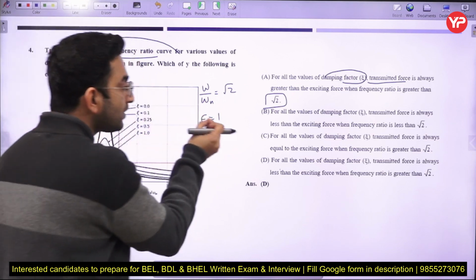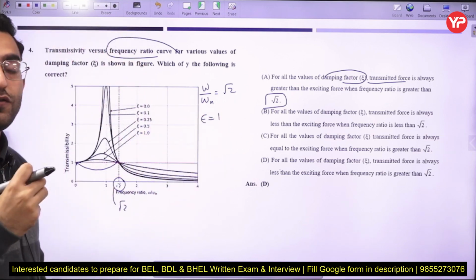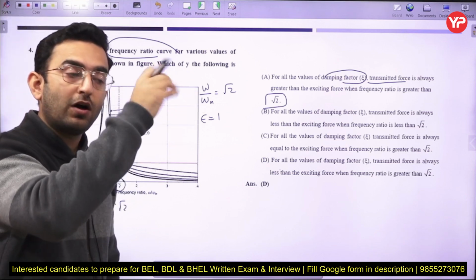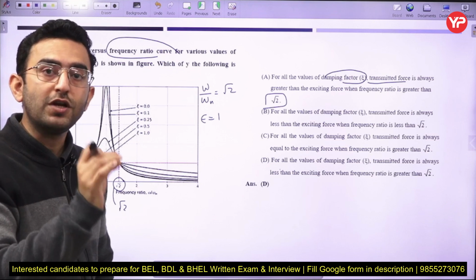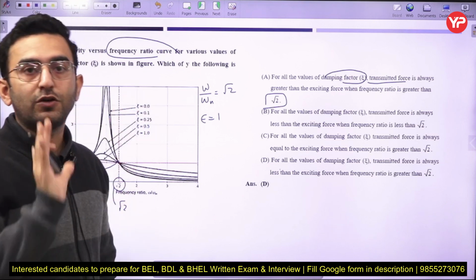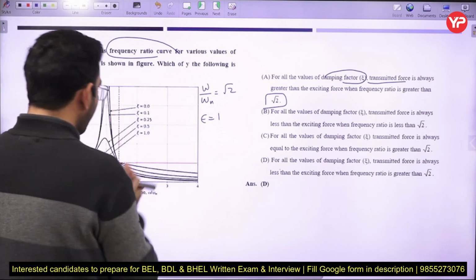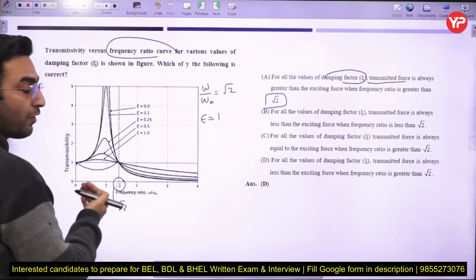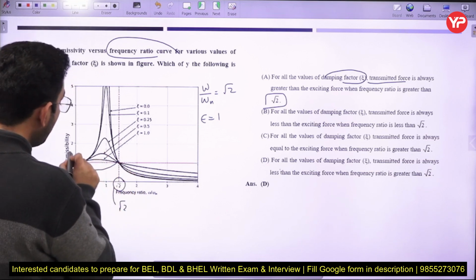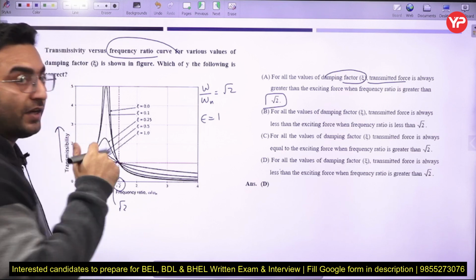Now, what is the meaning of that? It simply means that every bit of the force produced by the machine is going to be transmitted to the foundation. The same amount of force produced by the machine is transmitted to the foundation. And if you go toward the left side of the frequency ratio, you will find that the value of the transmissibility is going to be more than 1.